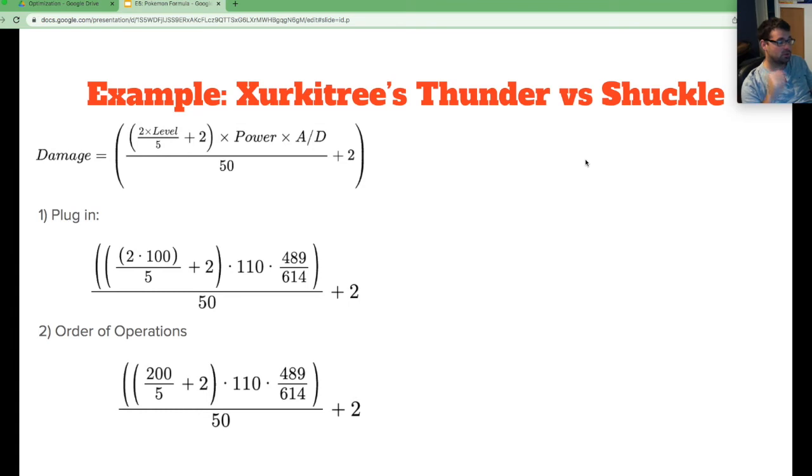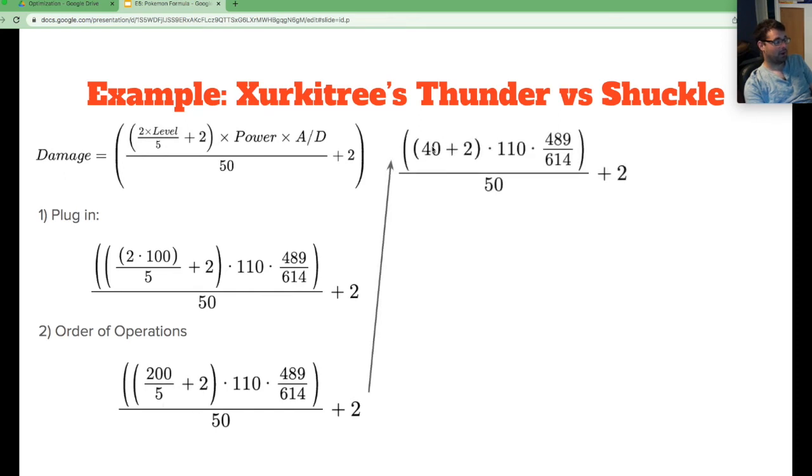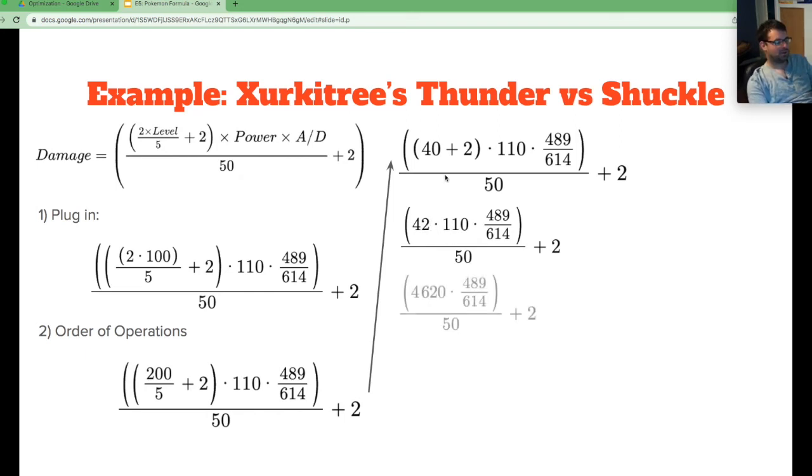PEMDAS. We first do the parentheses. We go to the inside. 2 times 100 is 200. Then we divide that by 5 to get 40. We add the 2 to get 42. Oh, parentheses are disappearing. That's what we like to see. Multiply 2 numbers at a time to get 4,620.